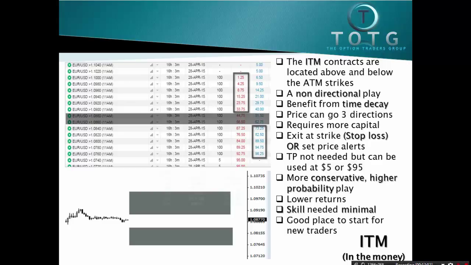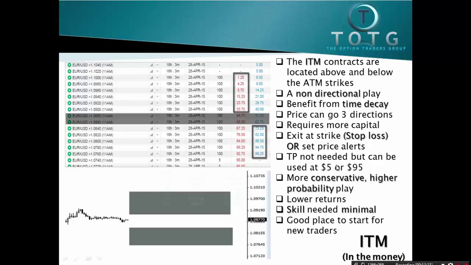Stop losses are pretty essential here, because you're risking a lot more money to do a higher probability trade. What we do is set stops at our strikes. I'm going to talk more about this in just a second. This is the basic outline of the in-the-money I want to get through, and then we'll get more into detail.